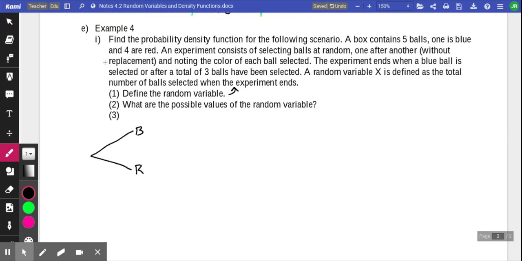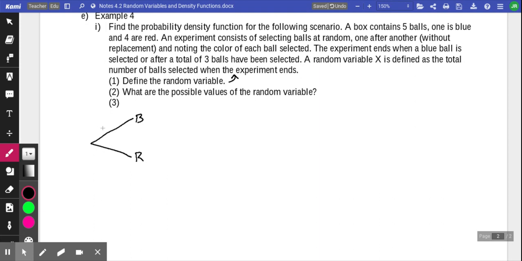All right, it said that there are 5 balls. So our denominator is going to be 5. And for our numerator, there's 1 blue ball, and there are 4 red balls. So this is going to be 1 out of 5 and 4 out of 5.